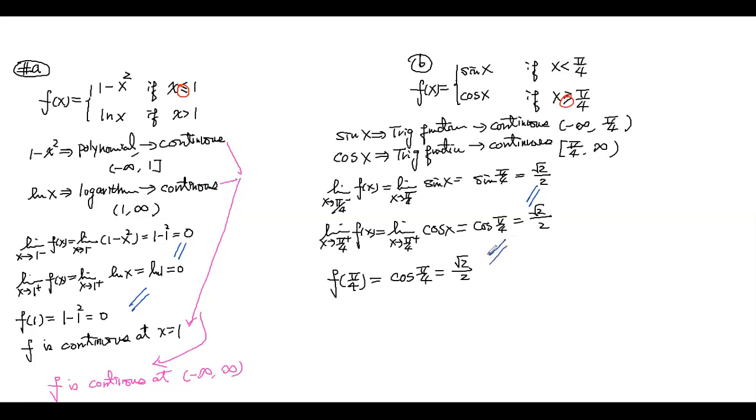So all these three are equal, right? So since they are equal, I can conclude f is what? f is continuous at where? At pi over 4.